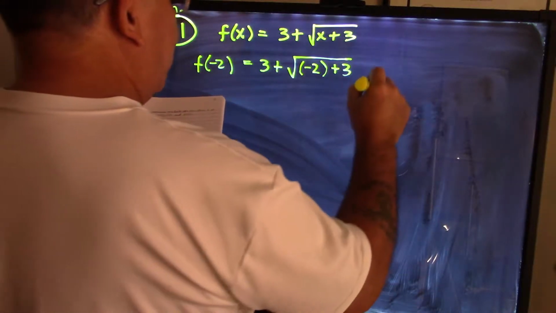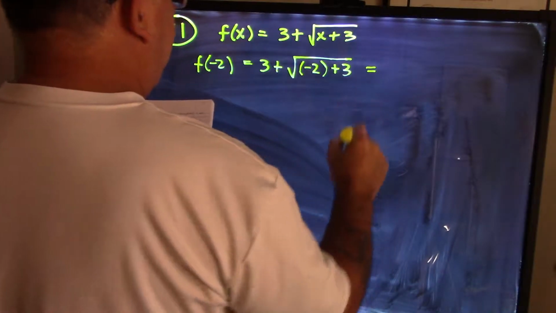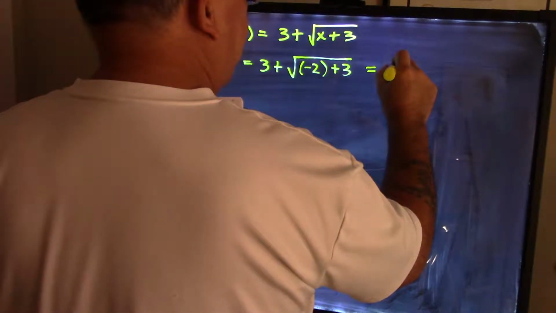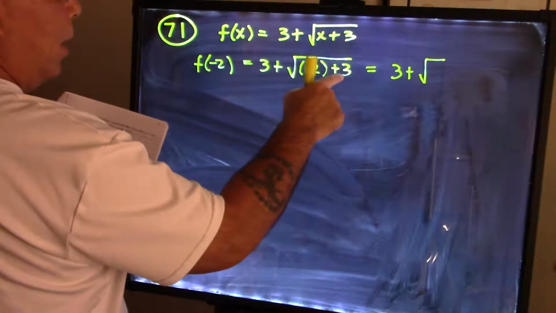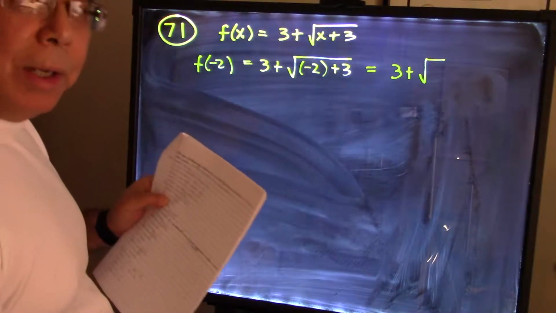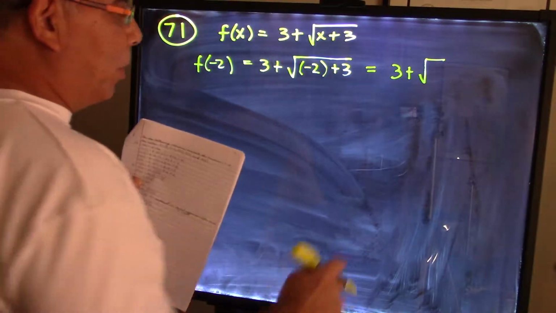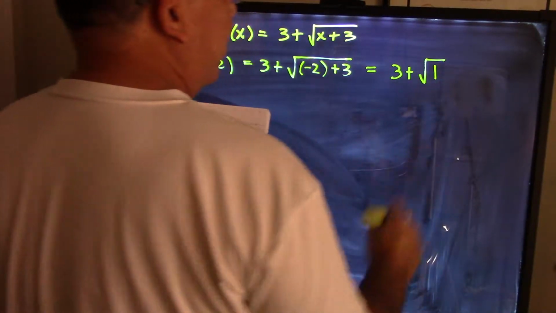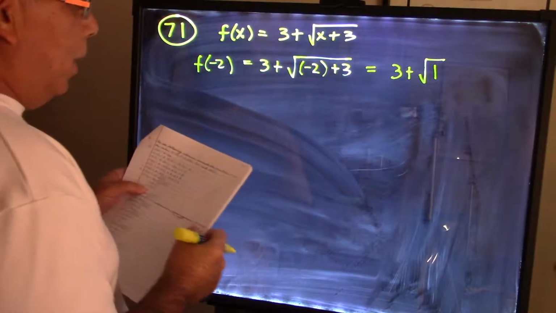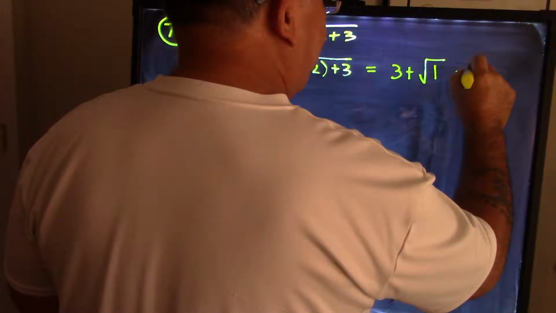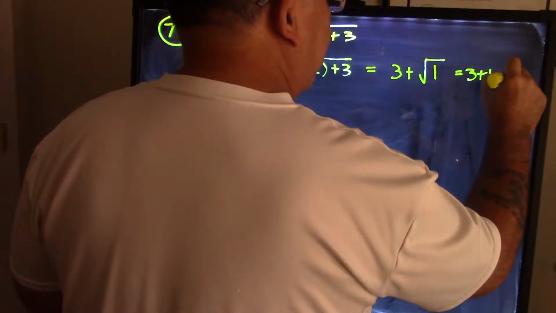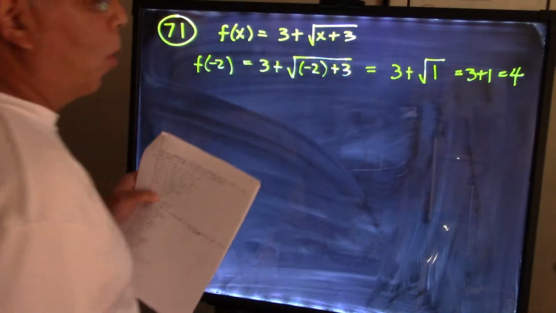So this is equal to 3 plus the square root of negative 2 plus 3, or 3 minus 2, which equals 1. And the square root of 1 is 1, so that's 3 plus 1, and that's 4.